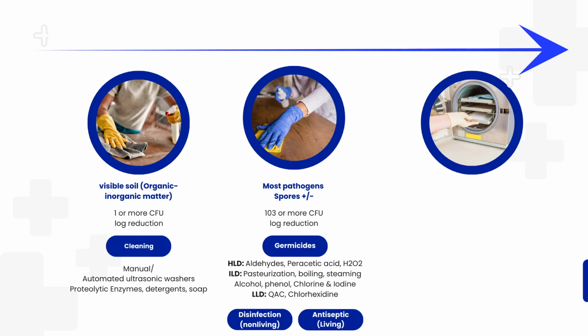So high level disinfectant includes aldehyde, peracetic acid, hydrogen peroxide, while intermediate level disinfectant procedures like pasteurization, boiling, steaming, as well as some chemicals like alcohol, phenol, chlorine, iodine, quaternary ammonium compound, chlorhexidine, they are included in lower level disinfectant.